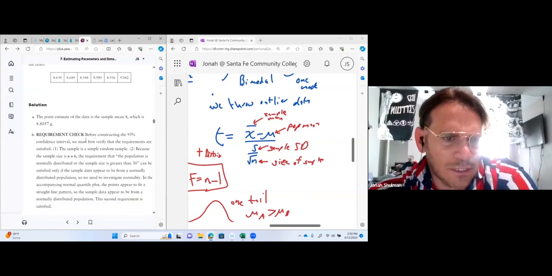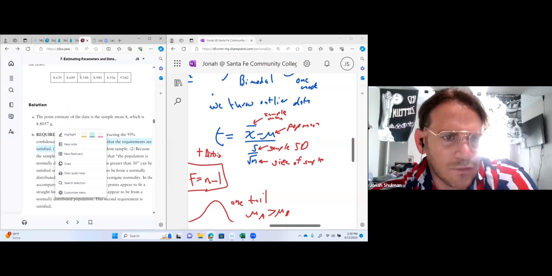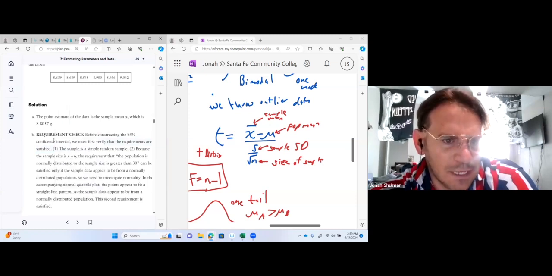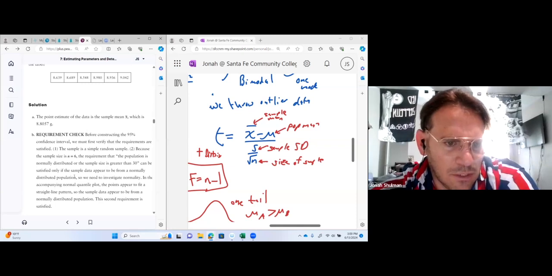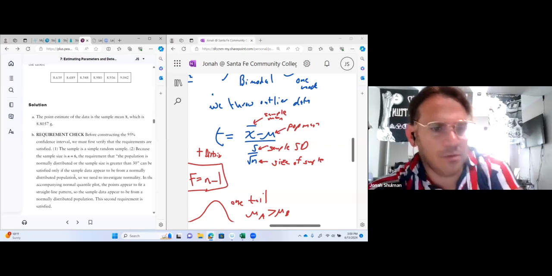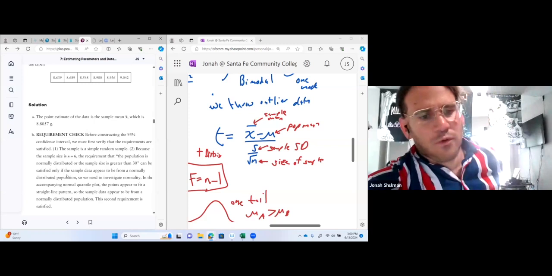Before constructing the 95% confidence interval, we must verify the requirements. Oh yeah, we only have 1, 2, 3, 4, 5, 6 pieces of data. That's not enough. So we have to see if it's normally distributed. So in the accompanying normal quantile plot. Okay, so let's make a normal quantile plot.